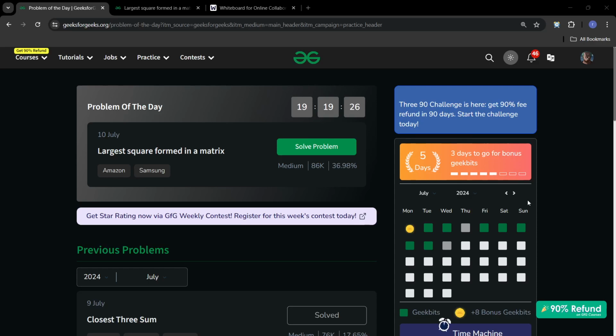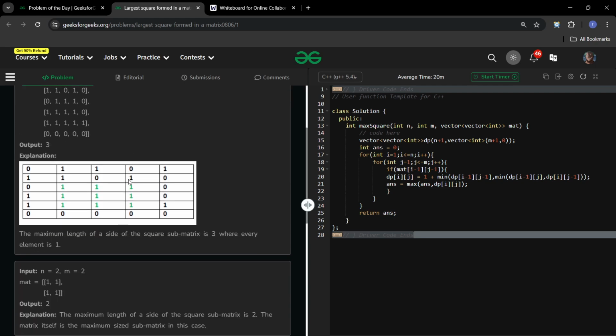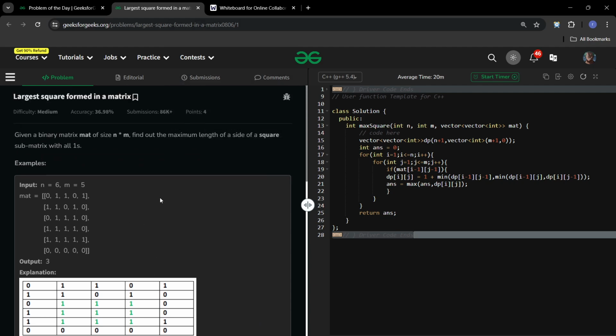Hello guys, let's solve this GFG POTD today. Largest square formed in a matrix. Given a binary matrix of size n by m, find out the maximum length of side of a square submatrix with all ones. Okay, so let's understand the question and find out the logic, guys.